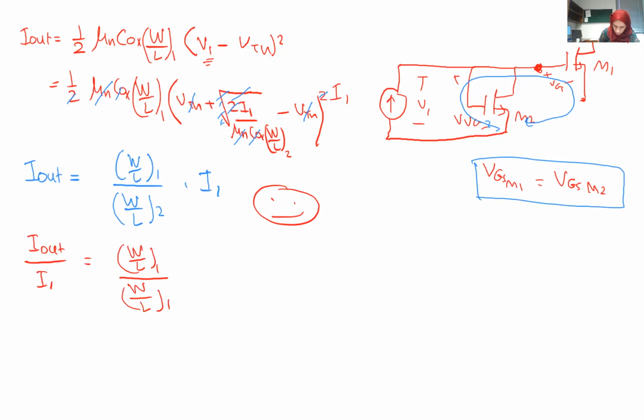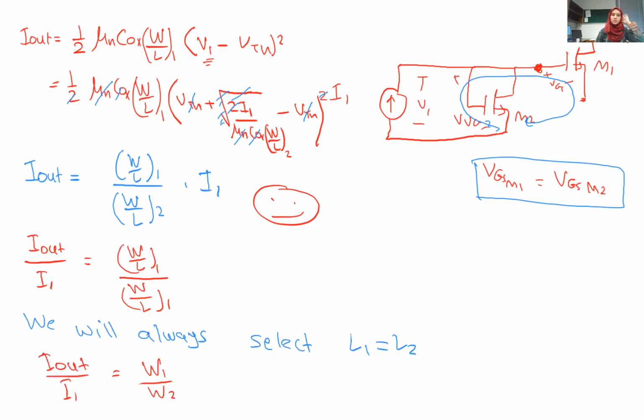And here we will always select I out over I1 to become W1 over W2. So we will change the width of the transistors in order to get the currents that we are aiming for. And that is quite nice for us.